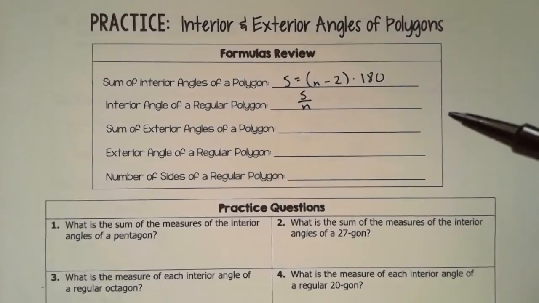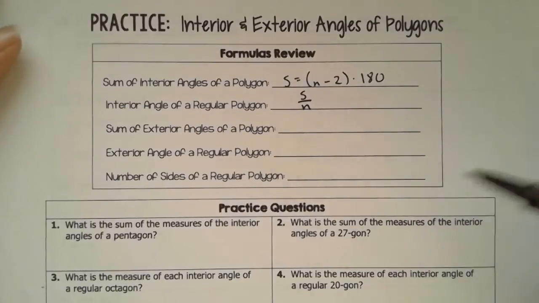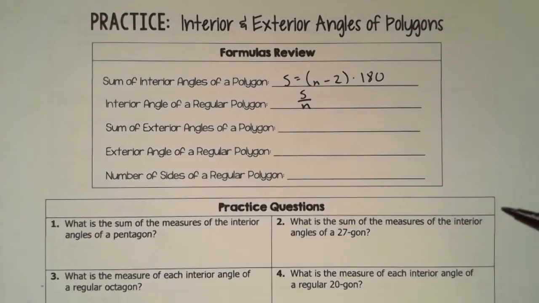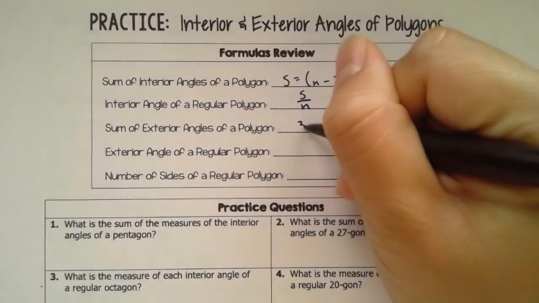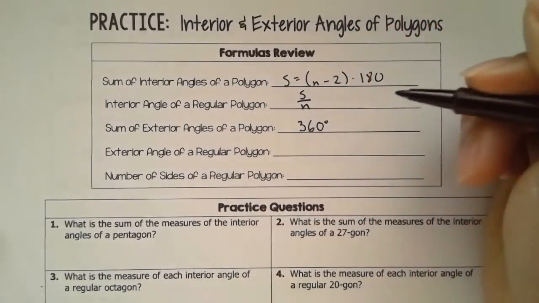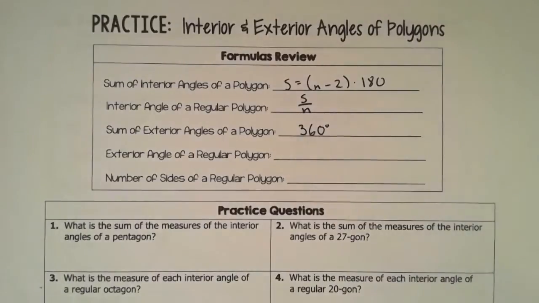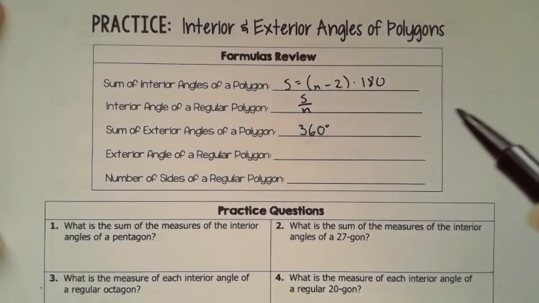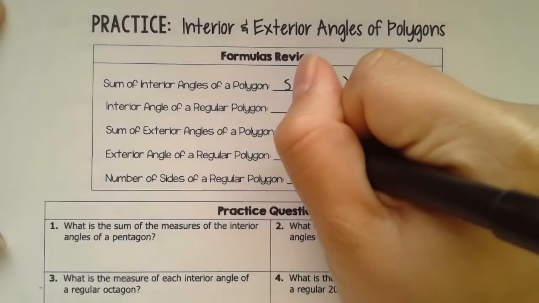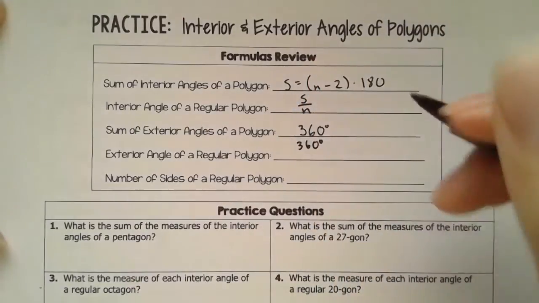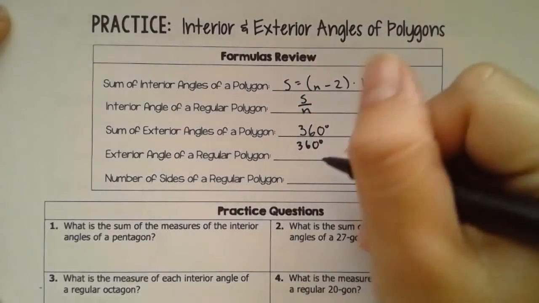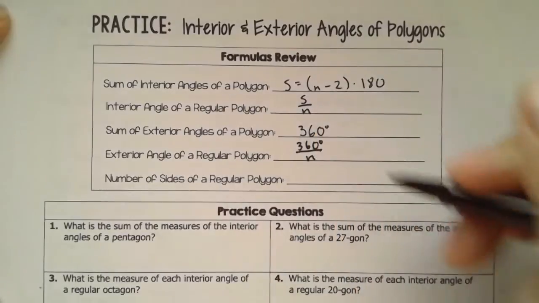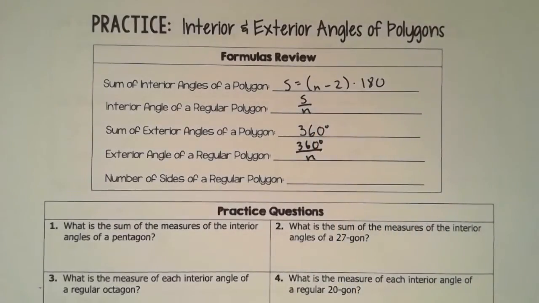The sum of exterior angles of a polygon, we showed that regardless of the number of sides of the polygon, they always add up to 360 degrees. The exterior angle of a regular polygon is also something you can pull from your notes. We showed that if you divide 360 degrees, the sum of all exterior angles, by the number of sides that the polygon has, you can find the measure of one exterior angle.